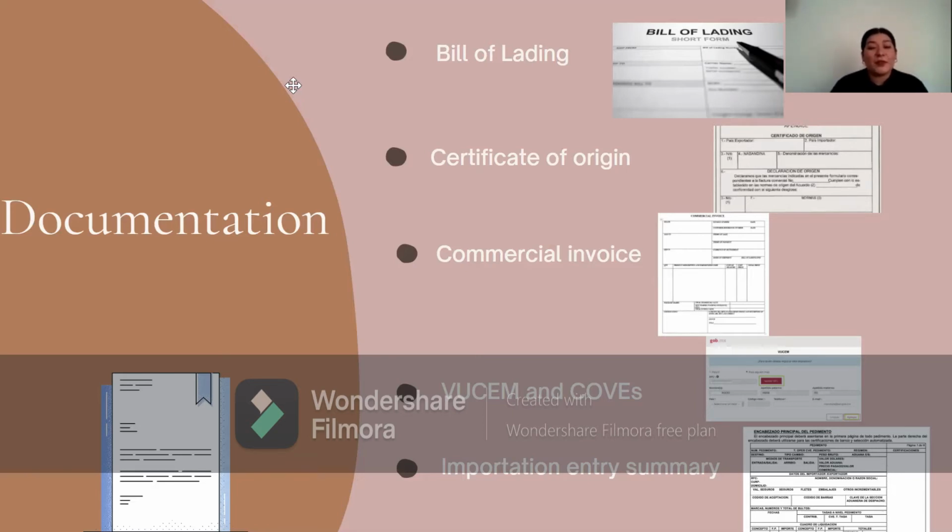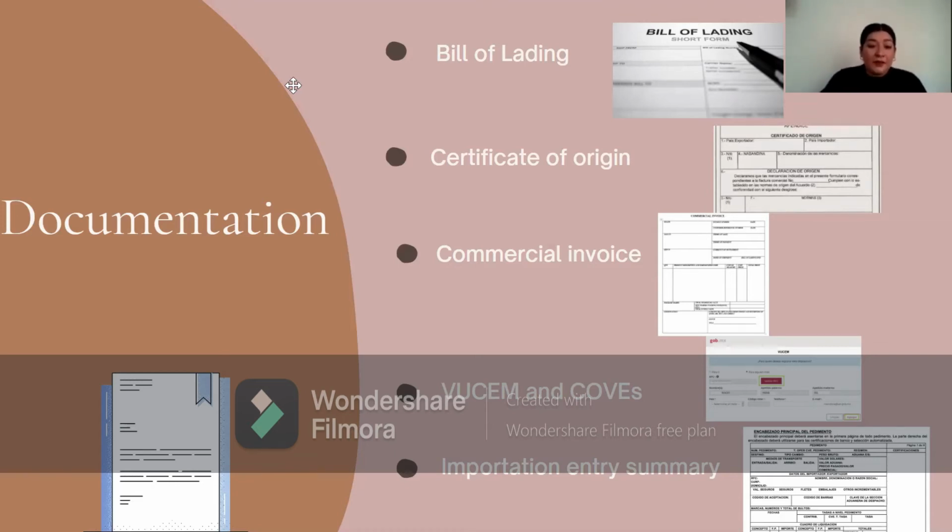Okay, the commercial invoice. This will broadly include the description of the merchandise, the price of the merchandise, the conditions under which the merchandise was agreed, and also the information of the seller and the information of the buyer. The commercial invoice is like a legal document or a contract between the seller and the buyer.